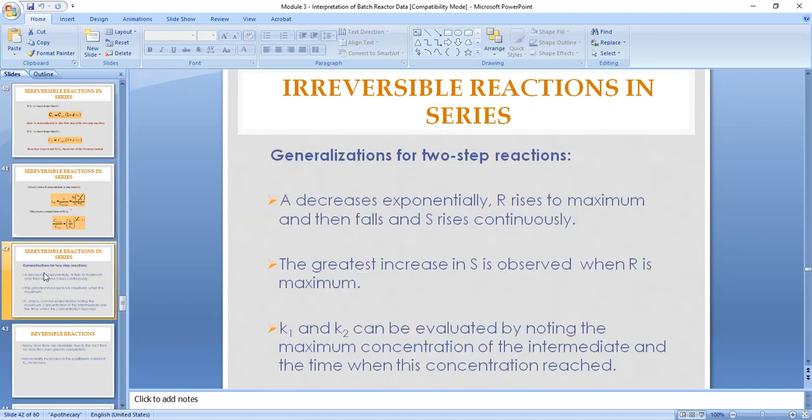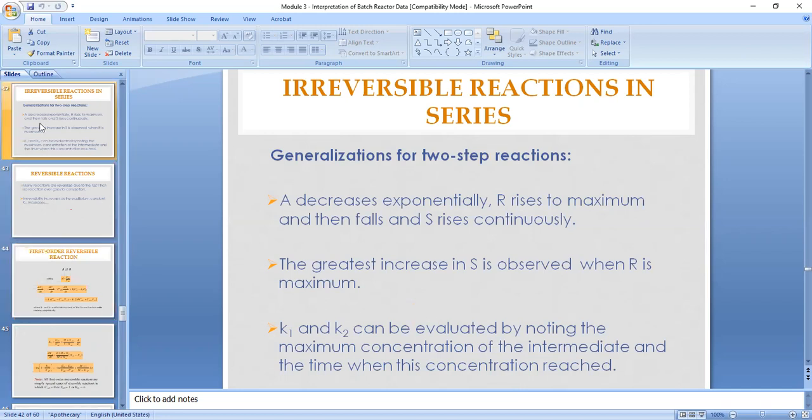Okay? Do you have any questions so far for irreversible reactions in series? Okay, so there's none. So I'll proceed. So we're done with irreversible reactions. As a review, we have discussed parallel or competing reactions. We have discussed homogeneous catalyzed reactions. We have discussed autocatalytic reactions. And this is the last one. We have discussed the two-step irreversible reaction in series. This is added to the other equations that were shown to you for first order, second order, third order, and zero order irreversible reactions. Okay?